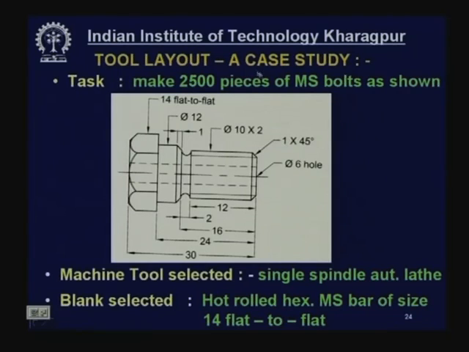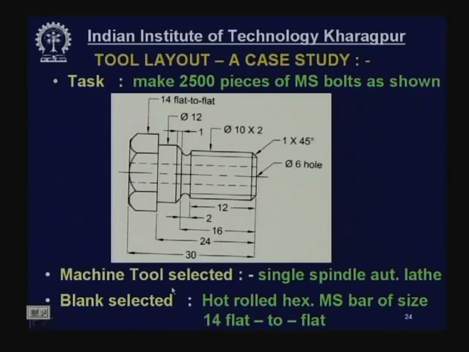Say tool layout, a case study. This is the task. Suppose you have to make 2500 pieces of mild steel bolts of this kind, with all dimensions given, material is mild steel, number is 2500 pieces. So it is mass production, very large lot production, so automation is required, and it is bar type, so a lot of machining work has to be done, so single spindle automatic is appropriate. So the machine tool selected will be a single spindle automatic lathe.